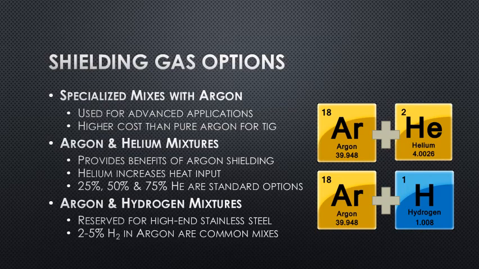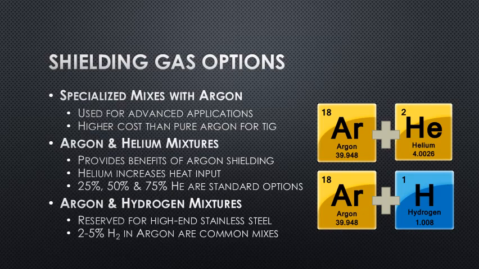But argon and helium can be blended together to provide the benefits of argon shielding with the increased heat input and puddle fluidity of helium. Usually we see 25%, 50%, and sometimes 70%, 75% helium used in the industry, and each of those would probably be standard options you could order from a gas supplier.